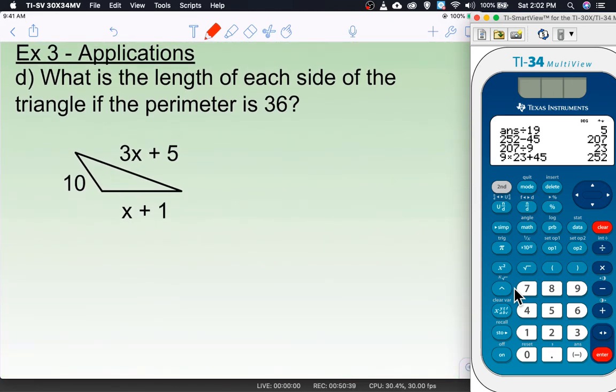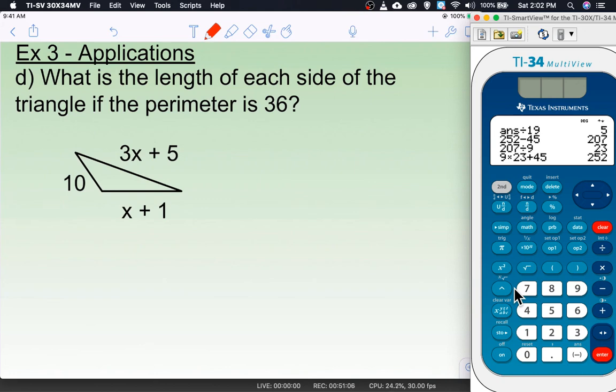Letter D. This is kind of an interesting little problem. It says, what is the length of each side of the triangle if the perimeter is 36? I actually would like you to see if you can try this one. So pause the video. We're going to go through it, but pause the video and try this. See what you can do. And then when you're ready to continue, hit play, and let's go through it together.